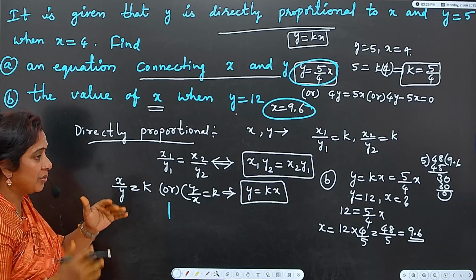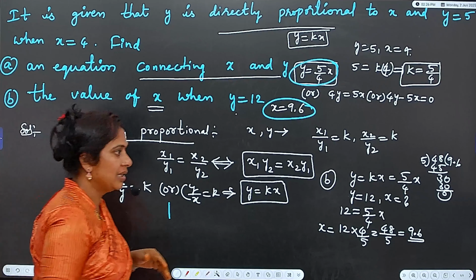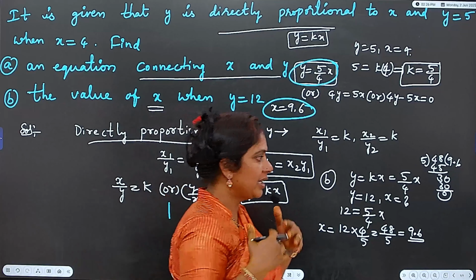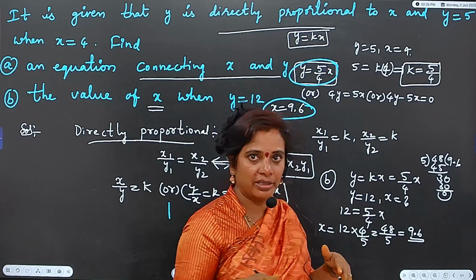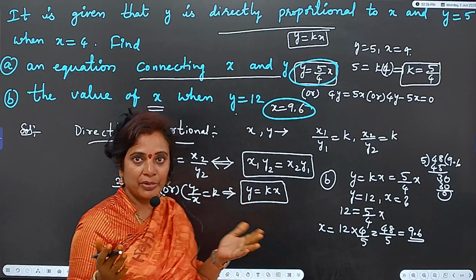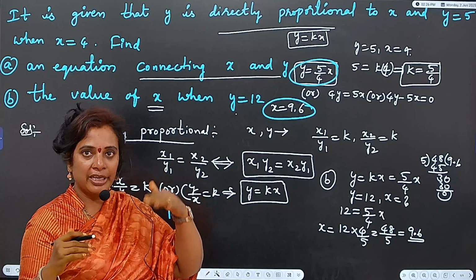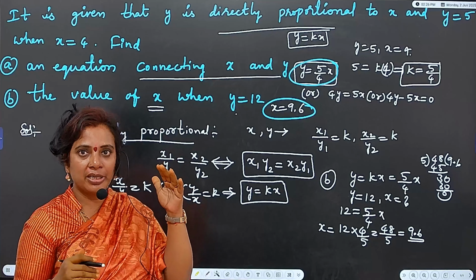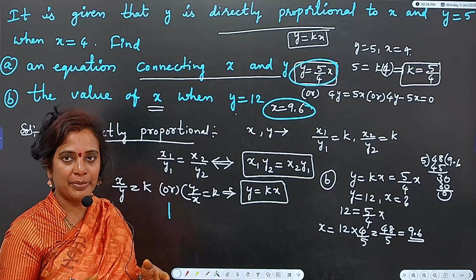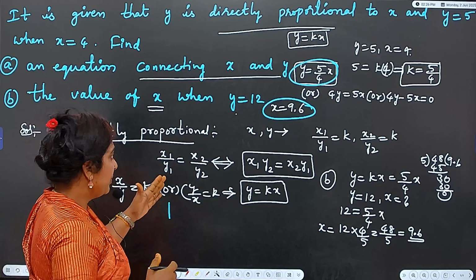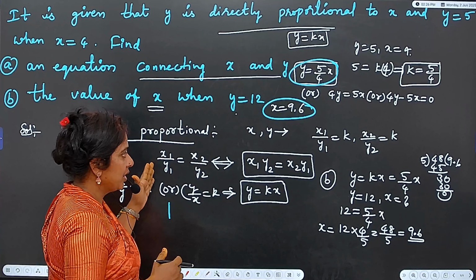Directly proportional means when one increases, the other also increases. Both are in increasing order or both in decreasing order. If indirectly proportional, when one increases, the other decreases. Now we discussed only directly proportional.